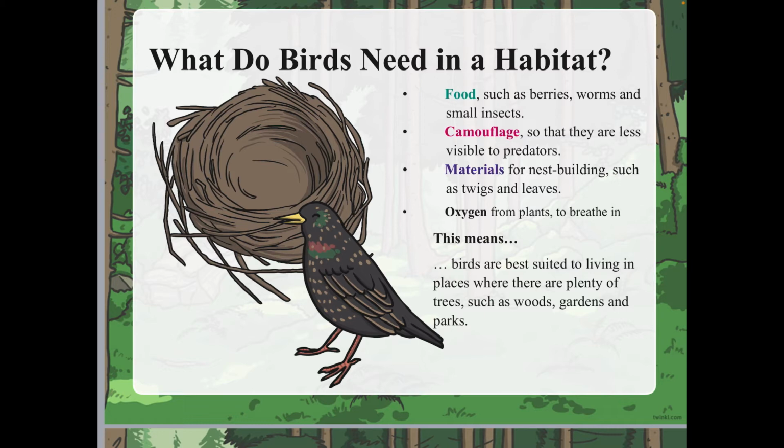They need materials for building their nests, such as twigs and leaves, which also come from trees. And the last thing they need is oxygen, which is again a gas that plants give off, and this helps the birds to breathe. This means birds are best suited to living in places where there are plenty of trees, such as woods, gardens, and parks.